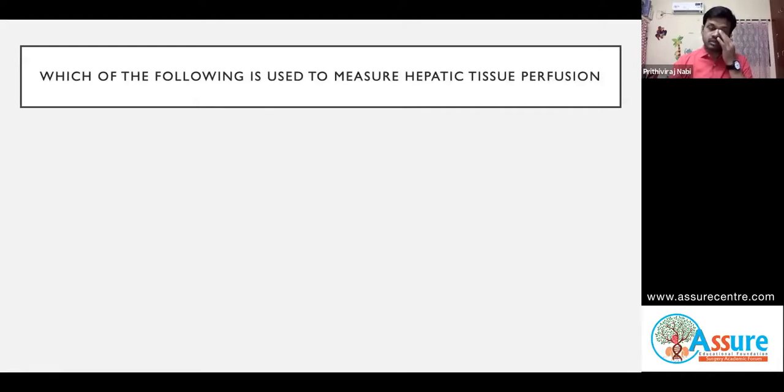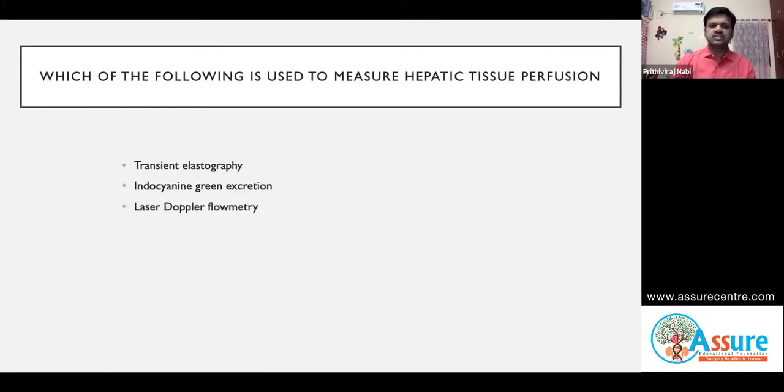So coming to the final question of this mock session, which of the following is used to measure hepatic artery tissue perfusion? Transient elastography, indocyanine green excretion, laser Doppler flowmetry, and reticuloendothelial cell uptake by technetium sulfur colloid. See, making a rough guess is not possible in questions like this. So it is better not to attempt questions if you do not know.